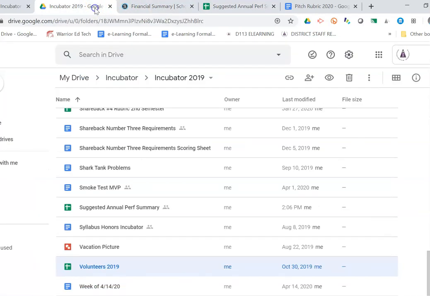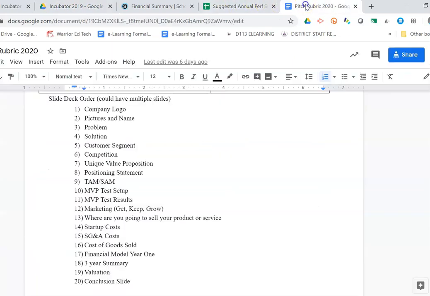So that takes us to the end of the pitch. We went through, in 15 minutes here, your startup SG&A, cost of goods sold, how to create that first year, then take it to 3 years, and then how you calculate valuation. Once you go through all that, you're going to conclude your presentation.